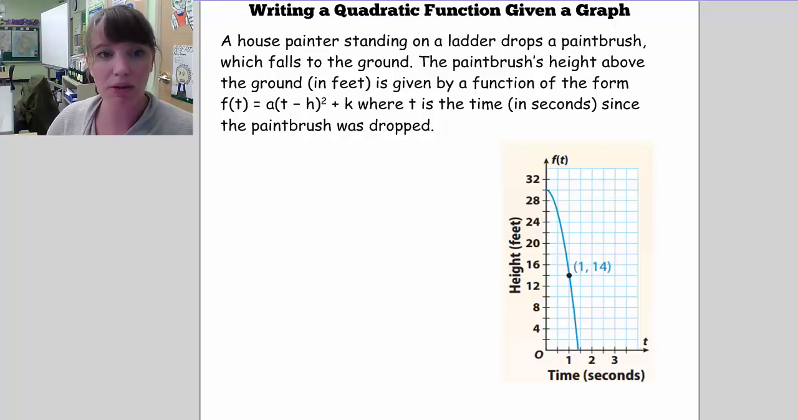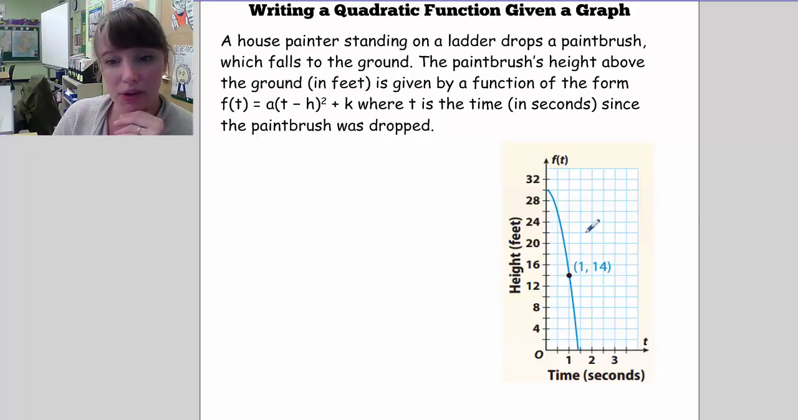Okay, so let's talk about this word problem right here. We are given a graph, and we have to figure out the function or the equation of this graph. This graph shows a paintbrush that's been dropped from a house painter standing on a ladder. The paintbrush begins at a height of 30 feet above the ground, and this is the path it takes as it goes towards the ground. The x values are in seconds, and the height is in feet.